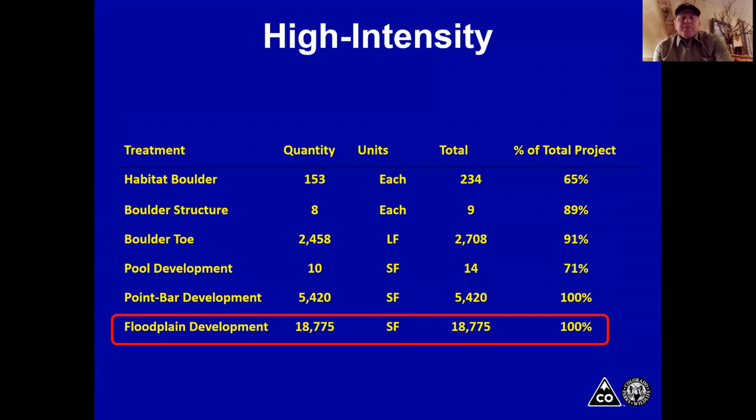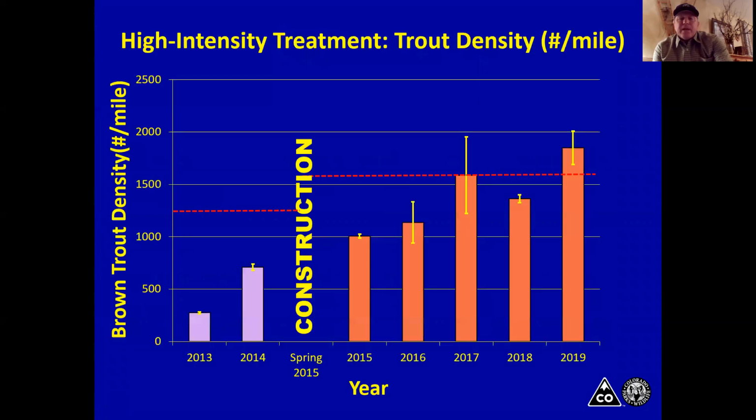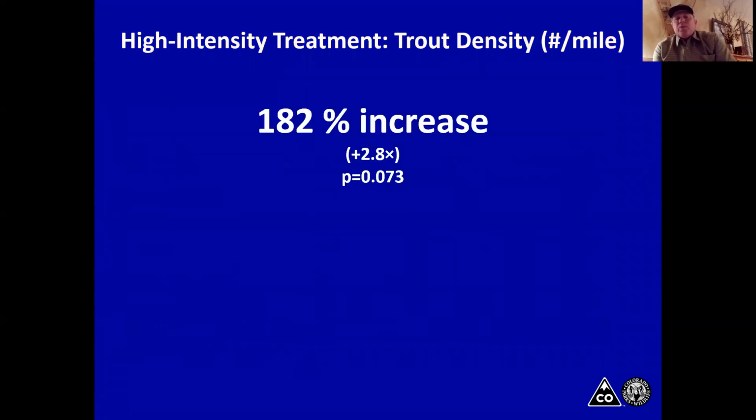So what did we find? We put 100% of our effort into the floodplain and building a floodplain. We also did work on adding habitat boulders and other features, but the primary work was on building floodplain. So what happened when we compare that with the low intensity reach? This is brown trout density. We had 2 years of monitoring data in this case before construction, and then 5 years of post-project monitoring. The purple's before, orange is after. And notice we had almost three times the number of brown trout, as opposed to twice the number of brown trout, in terms of the density from before and after when we put in a floodplain.